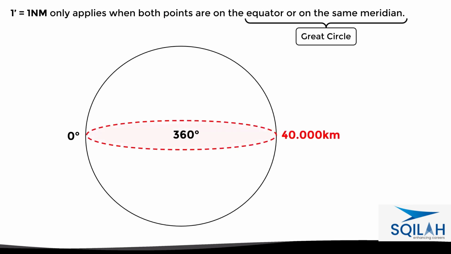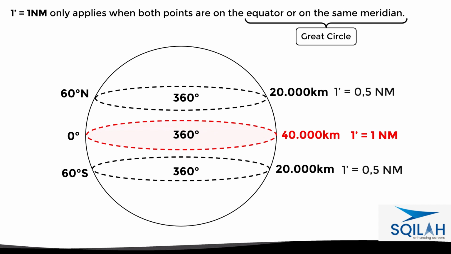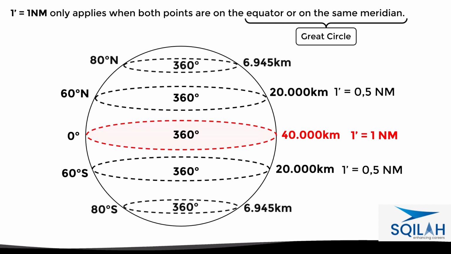At the equator, the circumference of the Earth is 40,000 kilometers, as we said before, which means that here each minute of arc equals 1 nautical mile. However, if we move towards the poles, for example, at 60 degrees of latitude north or south, the circumference of the Earth at this point is only 20,000 kilometers, which means that here each minute of arc equals 0.5 nautical miles. And if we move further towards the poles, we will see that the circumference becomes smaller and smaller.